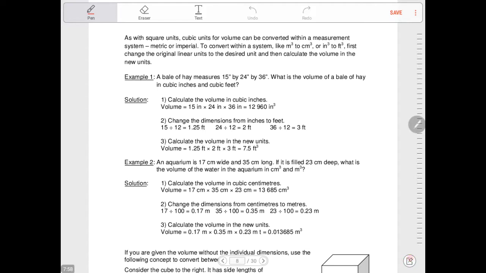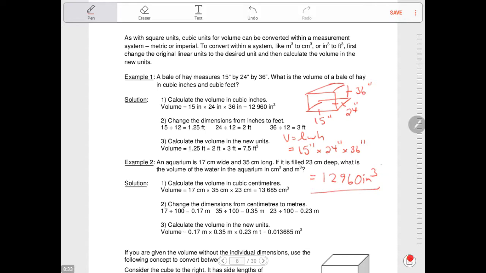Example 1, a hay bale measures, so we are going to be 15 inches by, I have to make this a cube, sorry, by 24 inches by 36 inches. What is the volume of the bale of hay in cubic inches and cubic feet? Well, if we're already in inches, volume is length, width, height. So you would go 15 inches times 24 inches times 36 inches, and that would give you a value of 12,960 inches cubed. Great. But that's only part of the question.